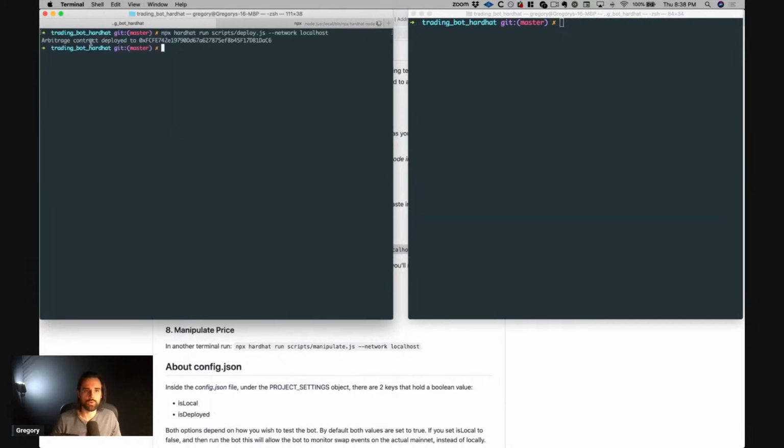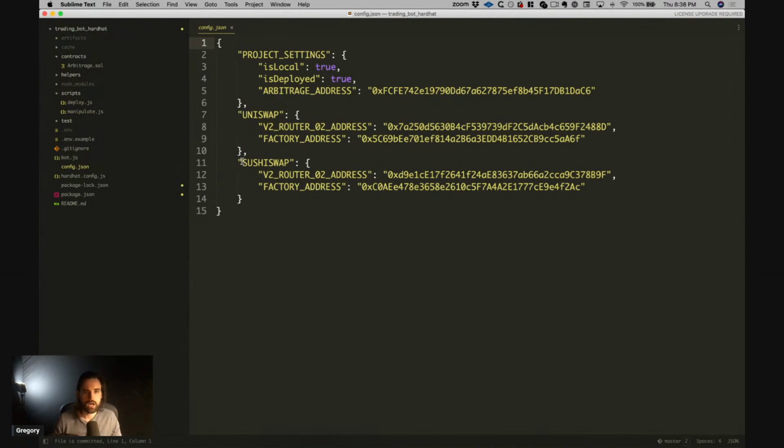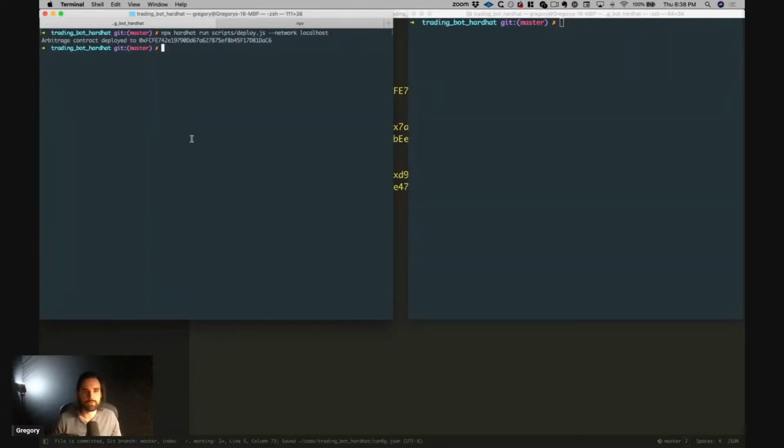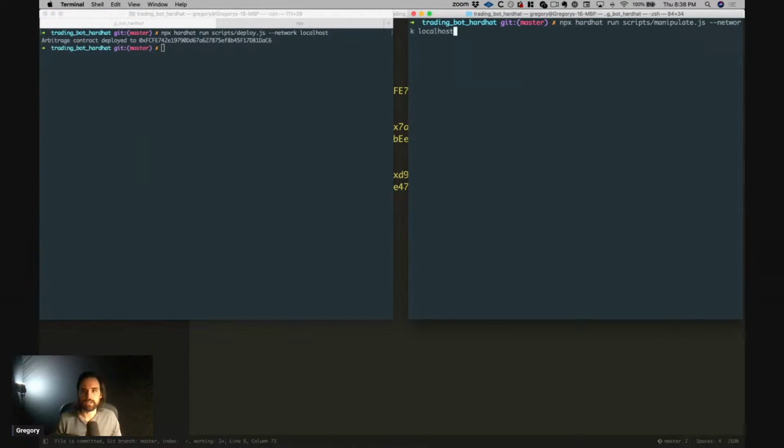Also, when your arbitrage contracts deploy, you want to make sure the address matches the one in your config.json. So inside of here, you see config.json for this. You want to make sure it's the exact same. Sometimes every now and then it'll change with Hardhat. I haven't quite figured out why, but sometimes it will. All right. Then we're going to run the bot again.